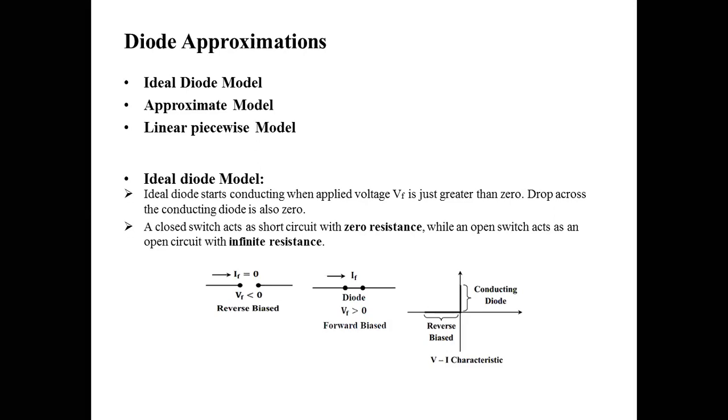A diode, if you manufacture it, could be of silicon or germanium. If you are using a germanium diode, you know that a minimum of 0.3 volt is required to turn it on. After that it starts conducting. And if it is silicon, 0.7 volt is required.